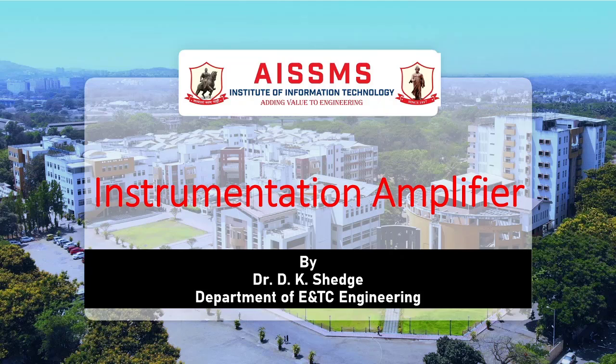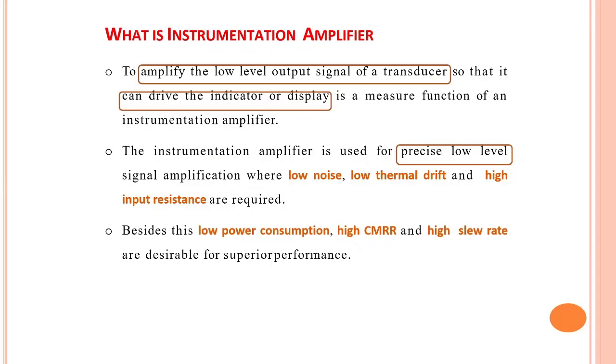Today we'll discuss the instrumentation amplifier. As the name indicates, the instrumentation amplifier is used mainly in measurement and control of low-level signals. Its main function is to amplify the low-level output signal, commonly the output of a transducer, so that it can be further used to control the action.